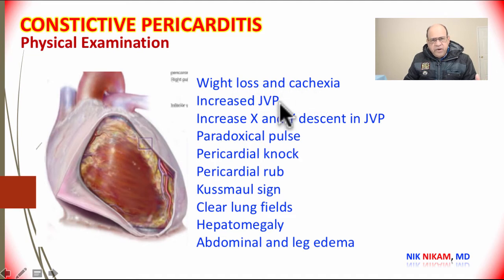There is an increase in the jugular venous pressure due to the impediment to the venous return in a patient with constrictive pericarditis. We will talk about increased X and Y descent in the jugular venous pulse pressure in these patients. They may also exhibit paradoxical pulse. Occasionally you may be able to hear a pericardial knock. Pericardial rub is sometimes heard. A small sign may be present in patients with constrictive pericarditis.